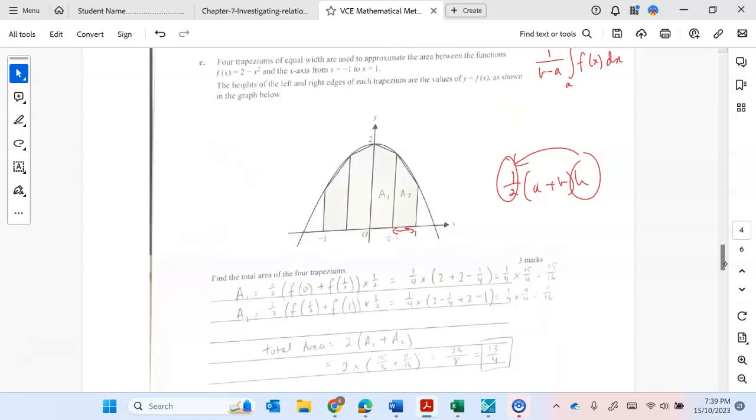We're finding the total area of the 4 trapeziums. Now, it is a parabola, so I know a parabola is symmetrical. I've got my two areas here, A1 and A2, and I know that A1 is the same as that and A2 is the same as that. Effectively, I only need to calculate the area of 2 trapeziums and then make sure I multiply it by 2. You can see I've done that here. You can go ahead and do all 4, but just looking for symmetry saves you so much time.